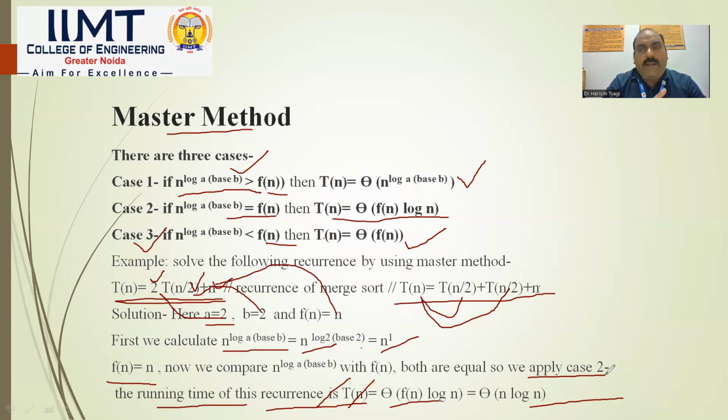The time complexity of this merge sort is n log n. The complexity of merge sort is n log n in all cases: best case, worst case, and average case, because you use the divide and conquer approach, whether you have an already sorted array, an unsorted array, or an average array.